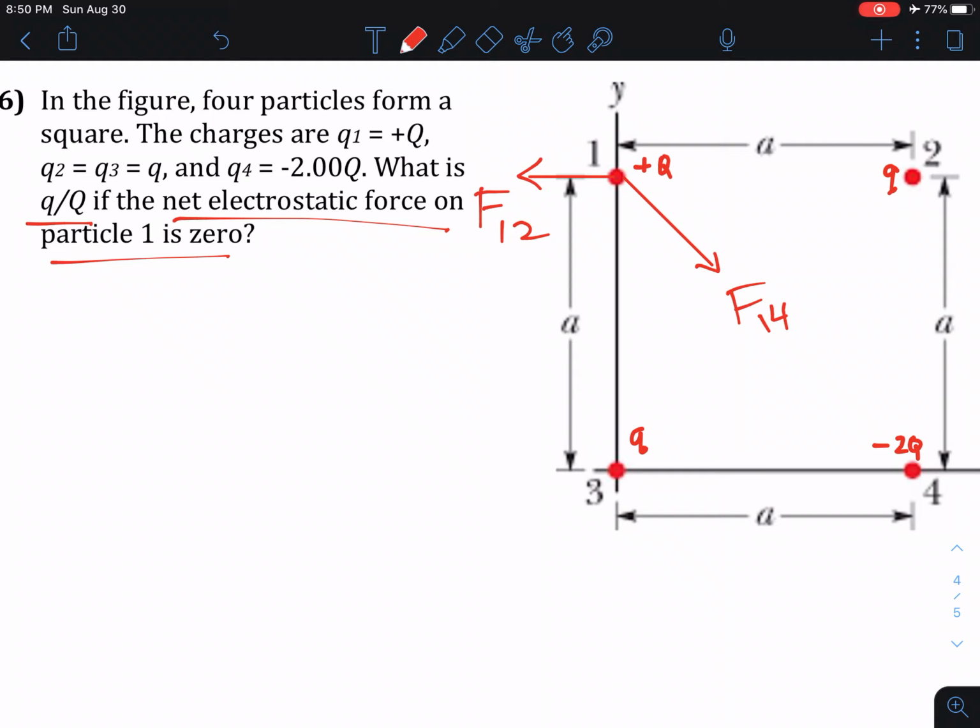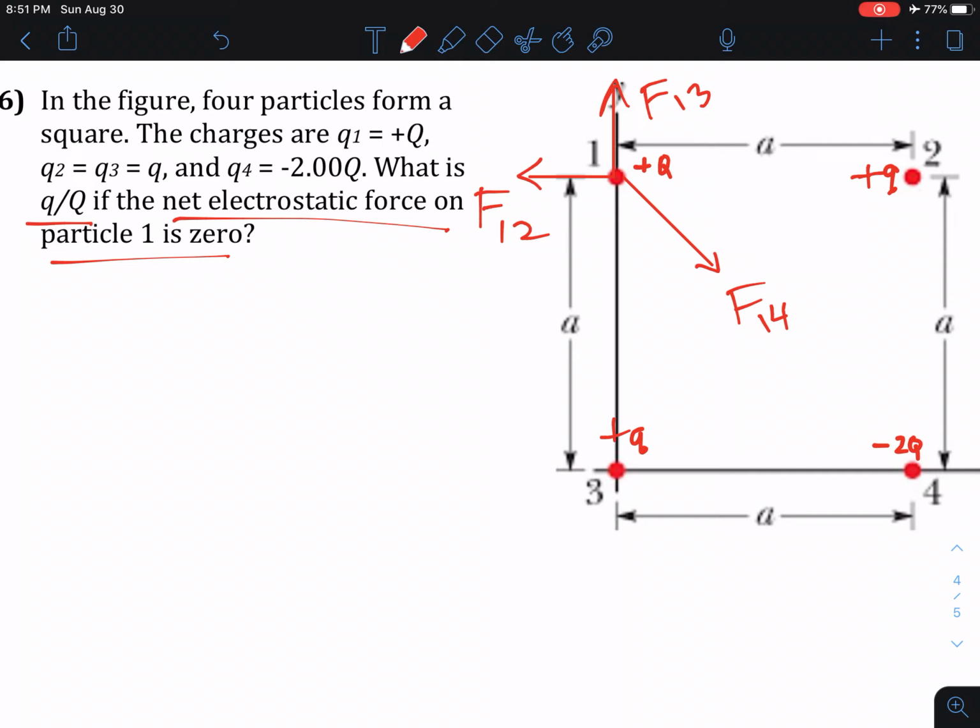And I'm going to do the same thing. F14 has a y component downwards, and the force due to 3 on 1 can be either up or down. It has to be upward because that is the only way I can get rid of the y component of F14, which is downward. Okay, and looking at this now, you can see that F12 and F13 are repulsive forces. That means Q is positive, little q is positive. Okay, this is how I figured that out. So hopefully that part is clear.